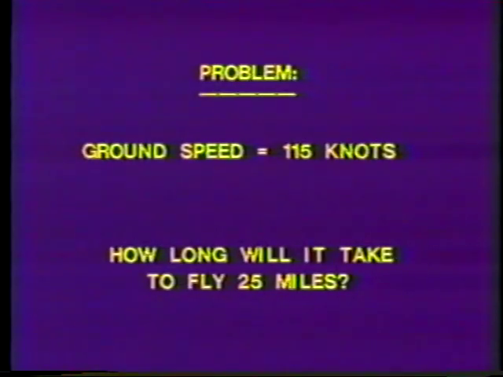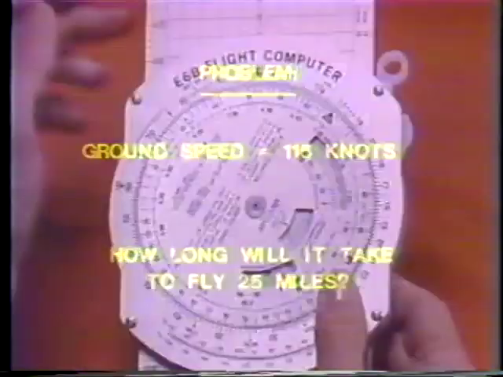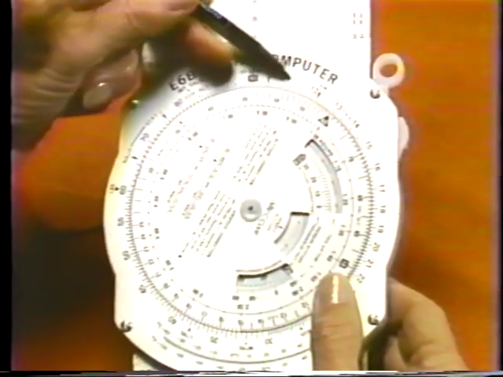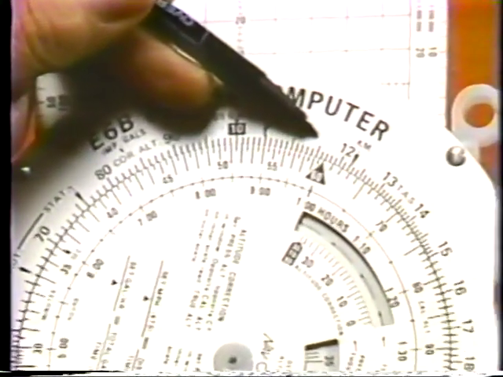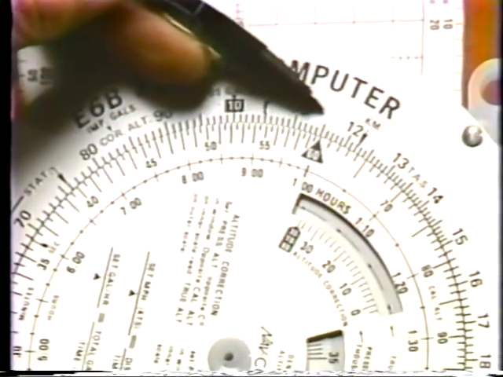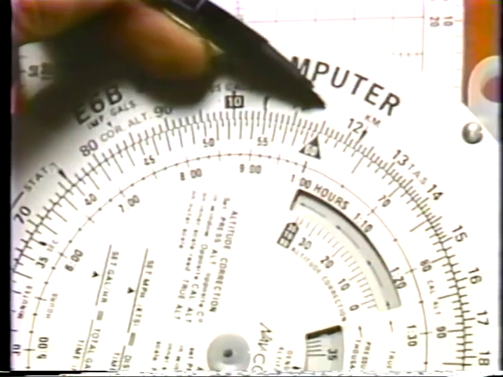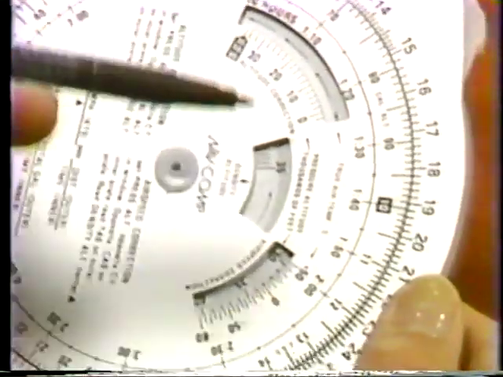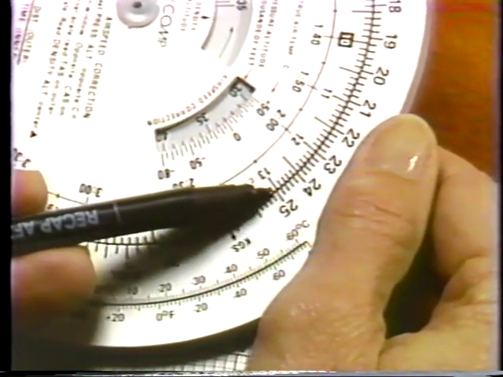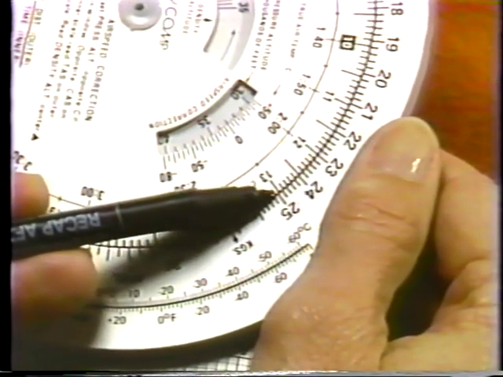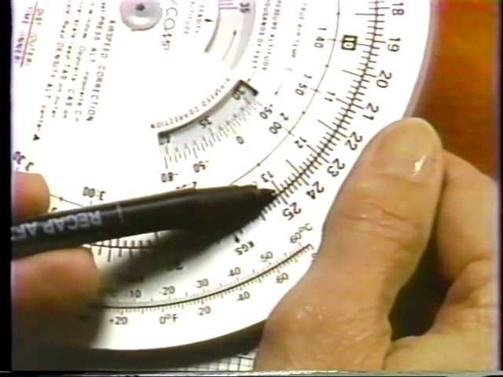Let's solve another time problem. Given a ground speed of 115 knots, how long would it take to fly 25 miles? Locate 115 on the A scale, then set the rate arrow below it. Locate 25 on the A scale, and read 13.1 minutes on the B scale. Round this off to 13 minutes.